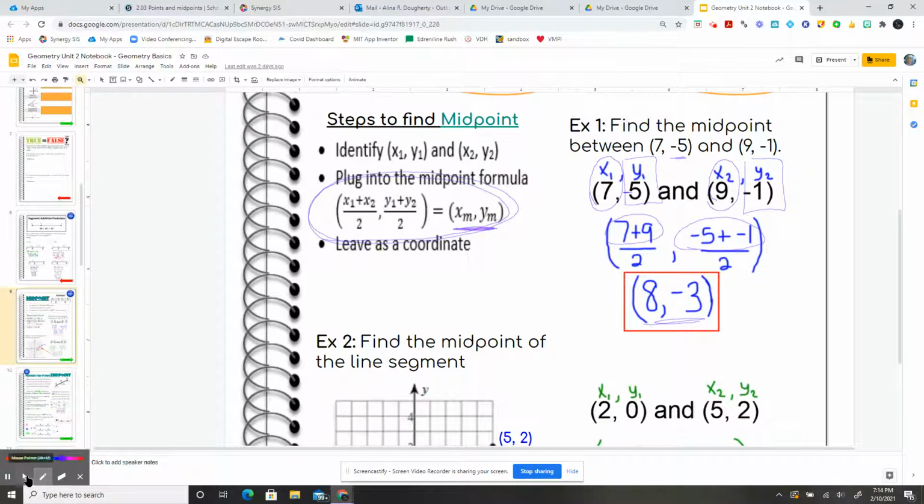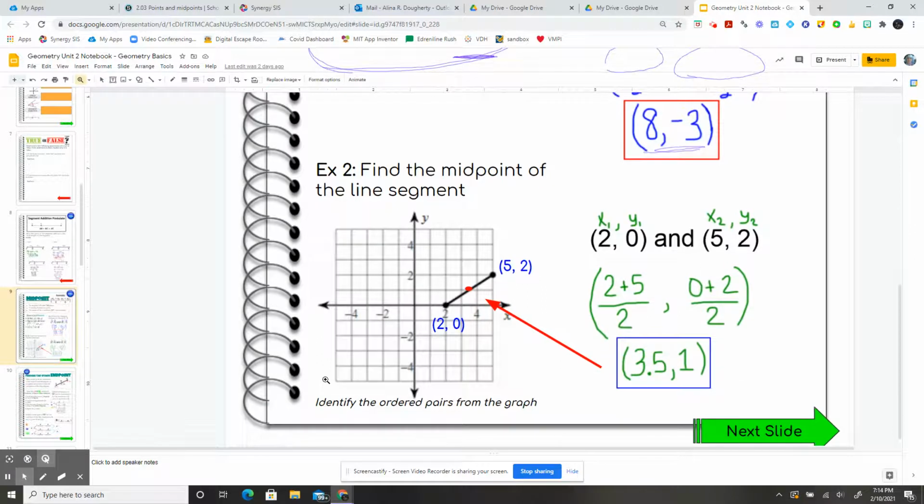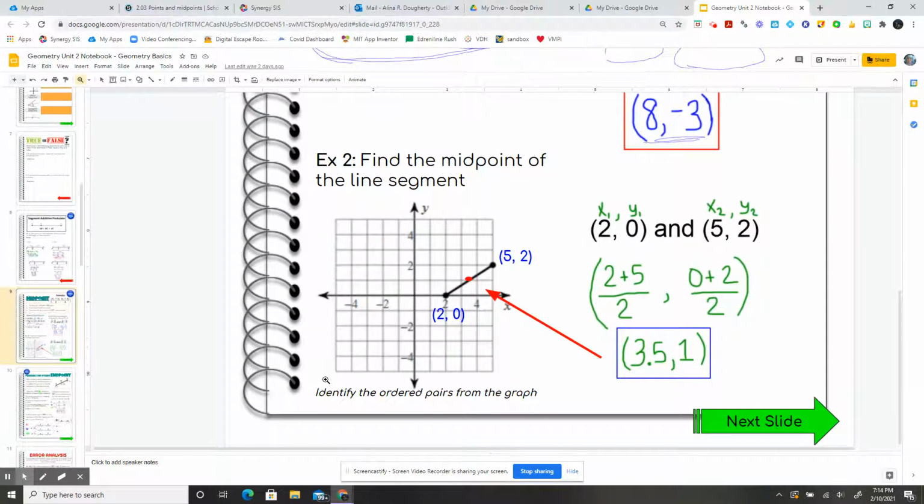If you have your points on a coordinate plane, then you want to find your two endpoints. So that's 2, 0. Remember, you start at the origin and you go either right or left first, and then you go up or down. So we've got 2, 0 and 5, 2.